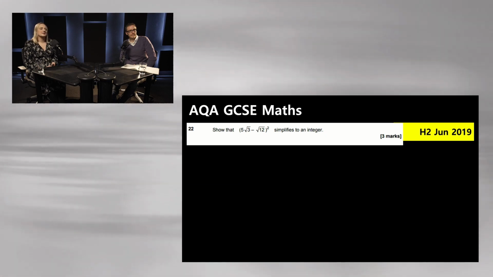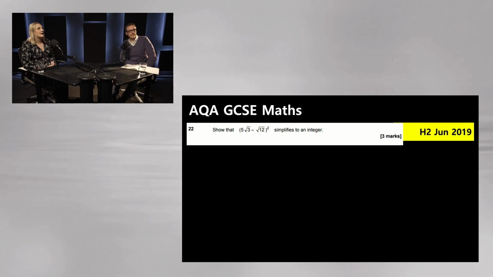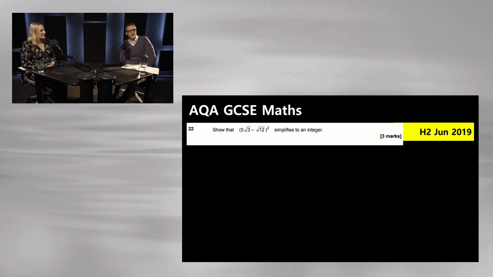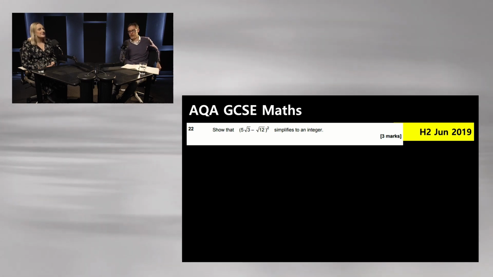This one is always interesting. Give this one to a group of maths teachers and see what they do with it. Simplify the brackets first is by far the quickest way. That's not your instinct though, is it?